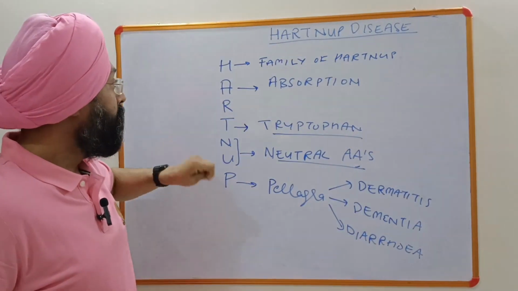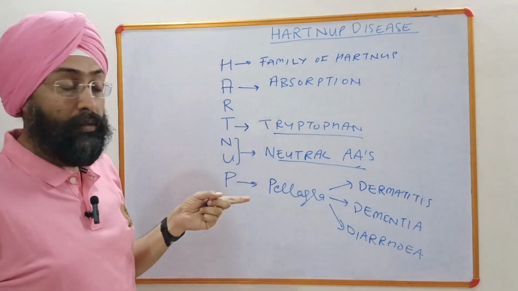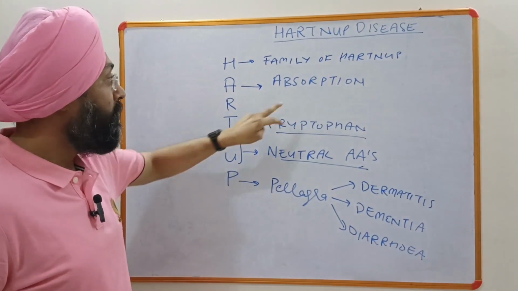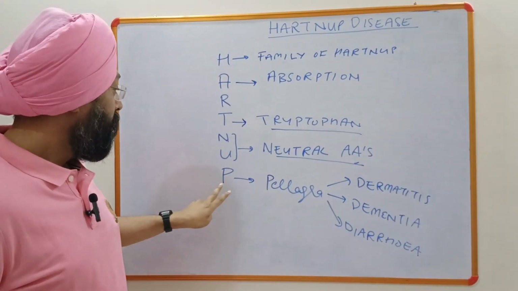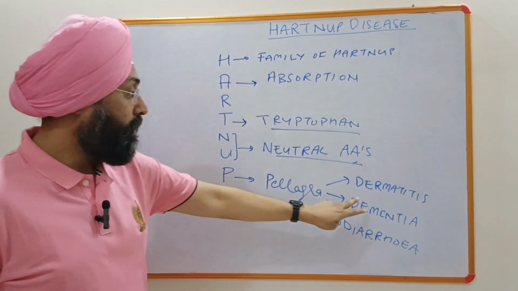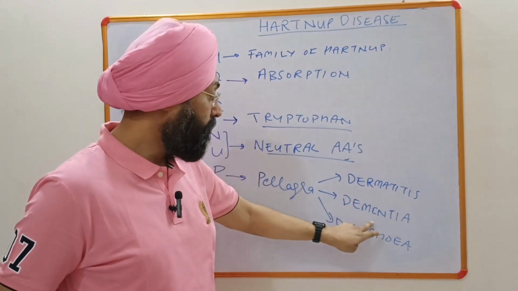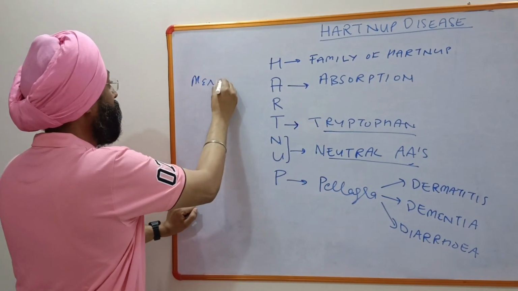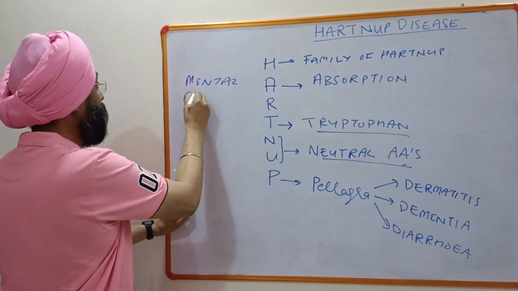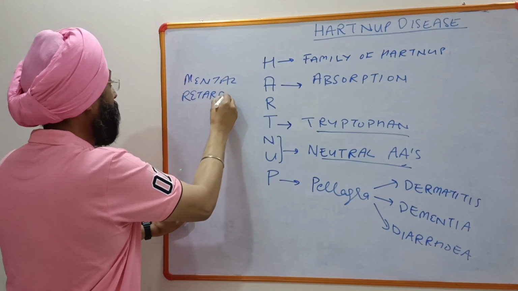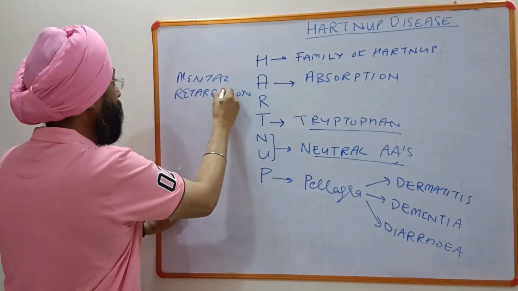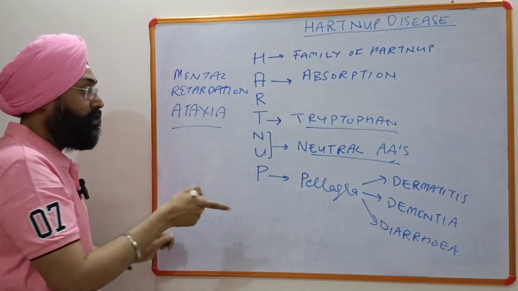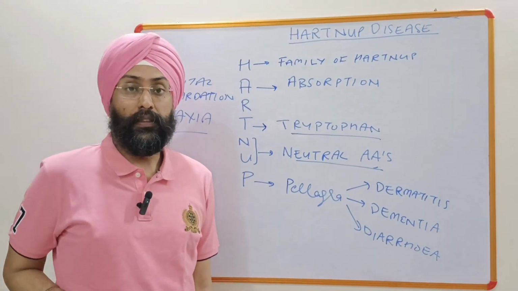So name Hartnup disease. A for absorption. There is defect in absorption of amino acids, T for tryptophan and U for neutral amino acids, in the intestine, right? And the complaints are pellagra-like symptoms, the 3D family: dermatitis, dementia, and diarrhea. And there are also symptoms of mental retardation, right? And ataxia is also there, right? So that finishes our Hartnup disease.